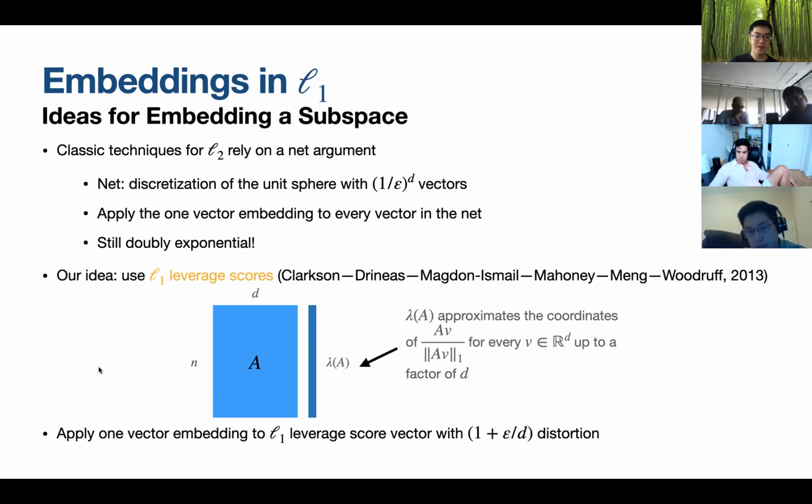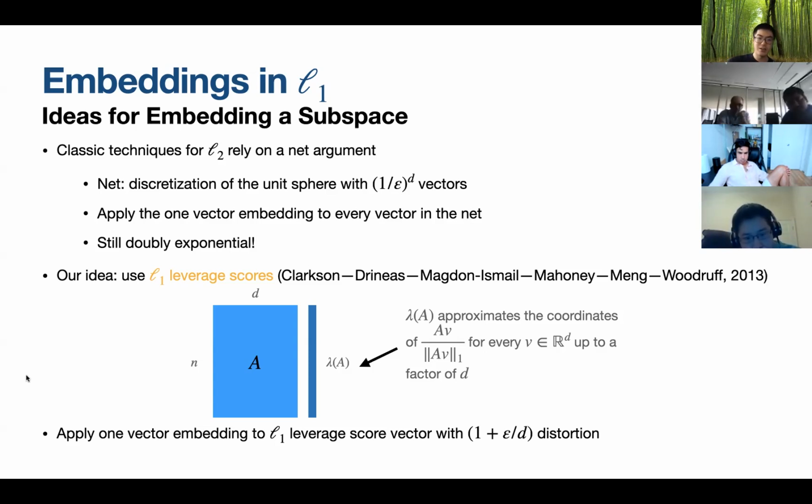So our technique is essentially going to be applying our one vector embedding results to the single L1 leverage score vector with an accuracy parameter epsilon, which is a d factor smaller. And this is essentially what's going to give us the result that we want. Are there any other questions for this?